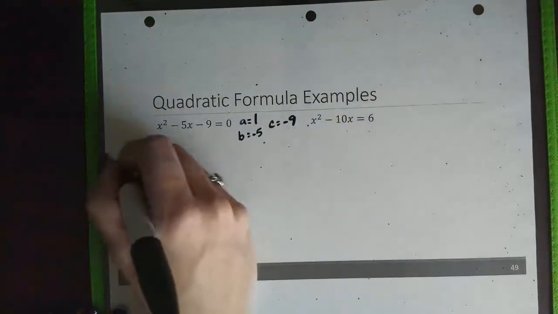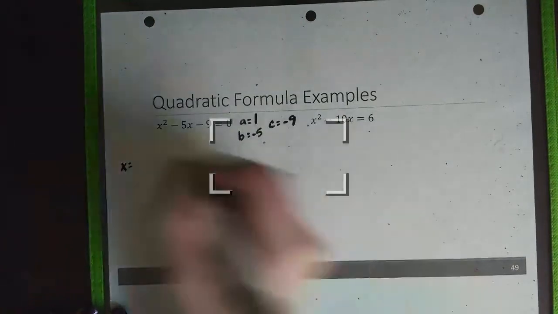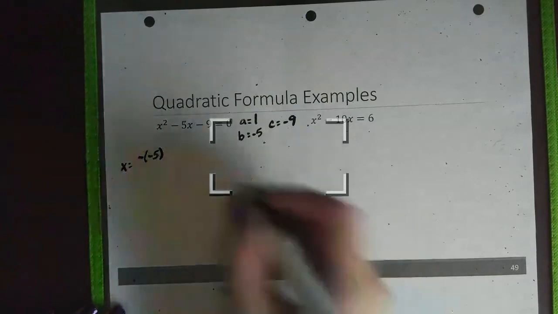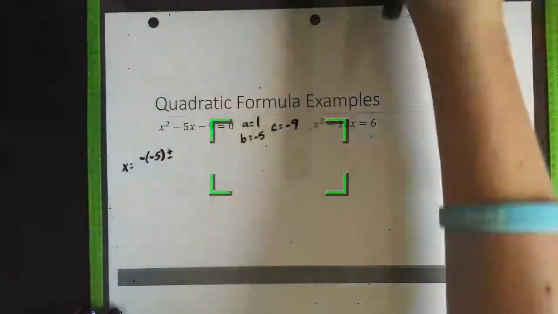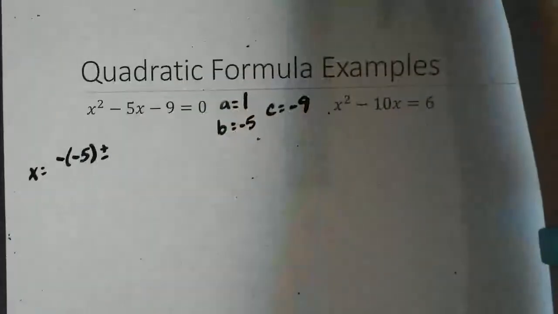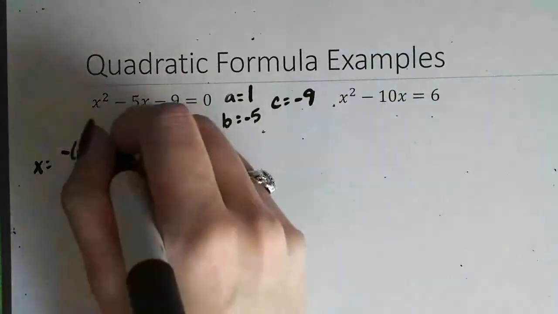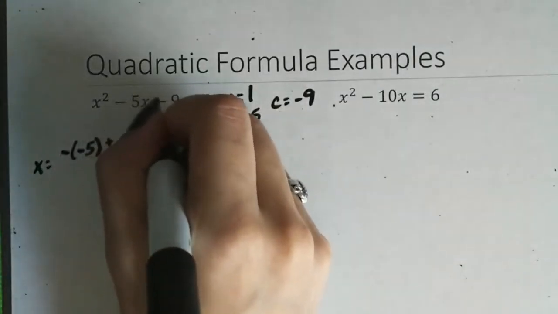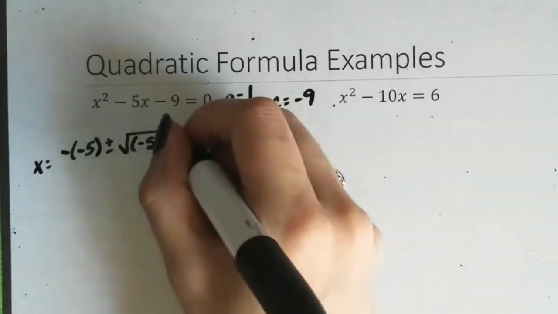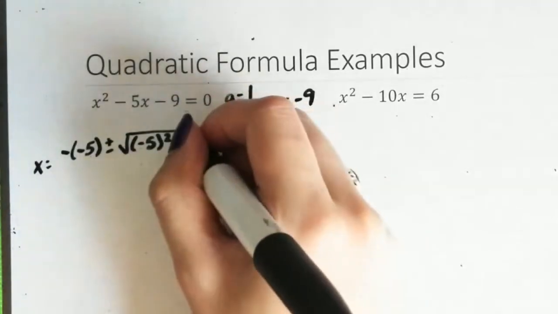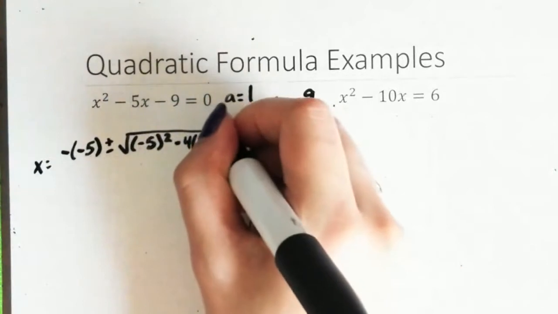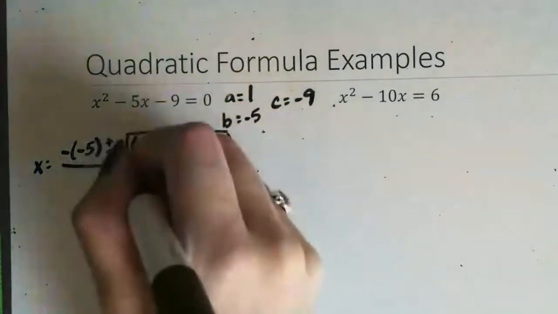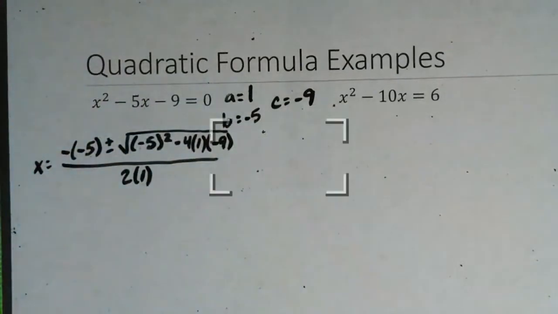So let's plug stuff in. I have x is equal to -b, so that's -5, plus or minus, let's zoom in a little bit so you can see a little bit better. The square root of my b value, which is -5, and that's squared, minus 4 times a, which is 1, times c, which is -9, all over 2 times my a value, which is 1.